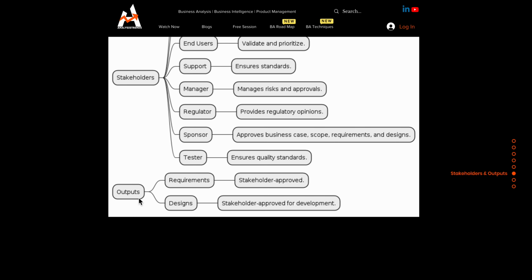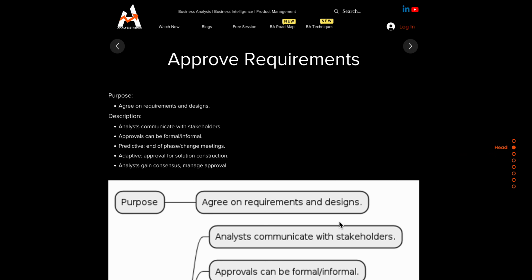What is the output? The outputs are the requirements and design, but now approved: stakeholder approved and approved for development. So this is all about approve requirements.